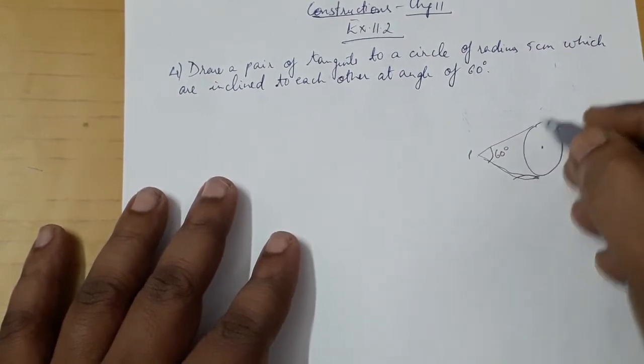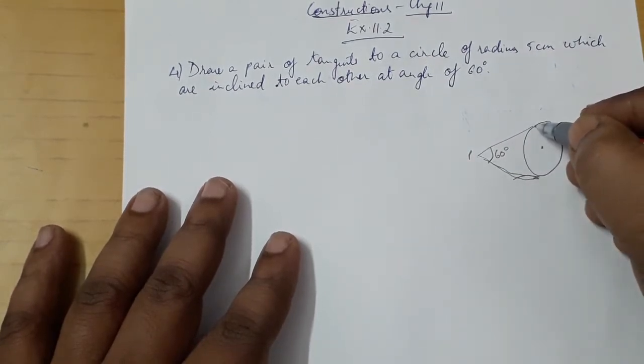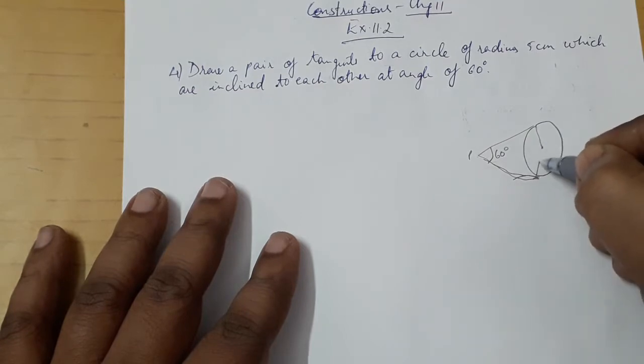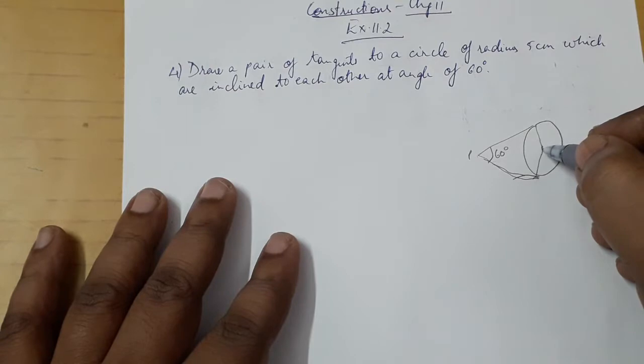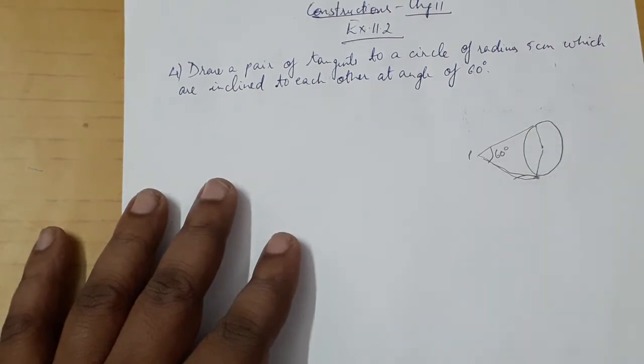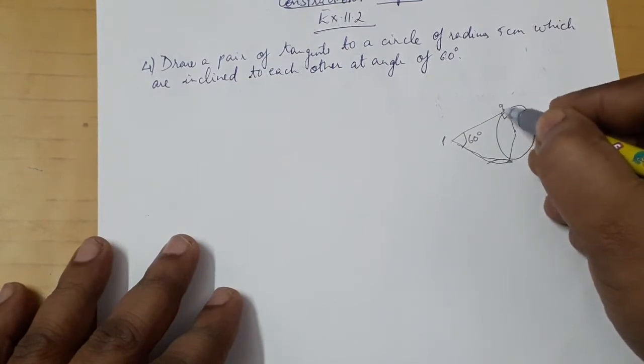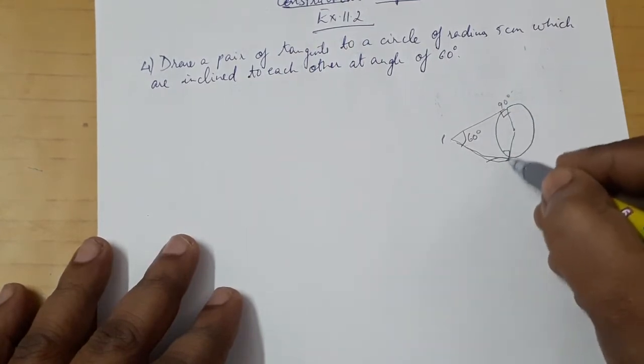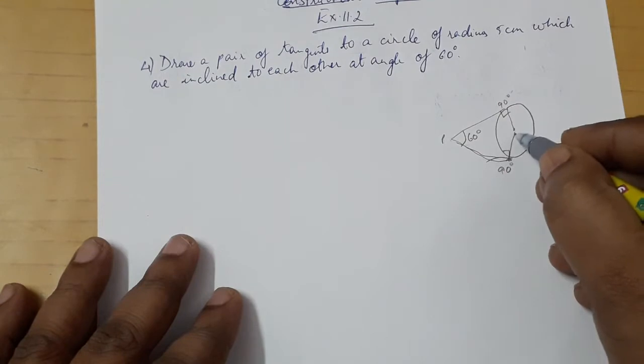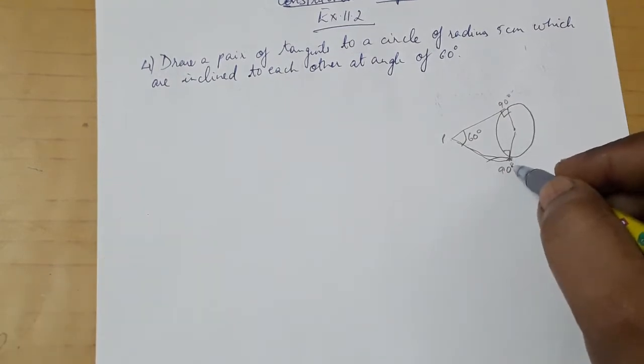If this is the center, what we also know is the angle from the tangent to the radius is 90 degrees. What that means is here it will form 90 degrees, and here too it will form 90 degrees, where the radius meets the tangent.